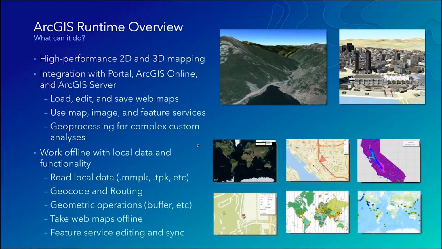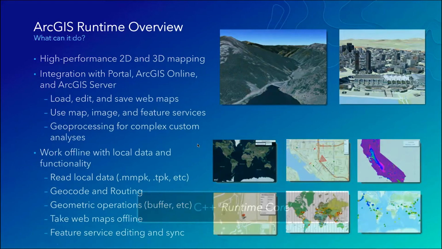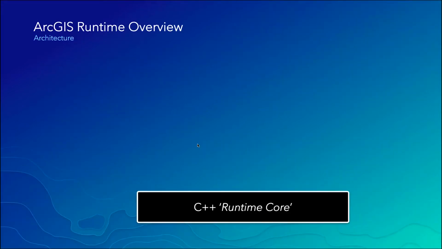Now, I talked about connecting to web maps. You can take those web maps offline as well. So let's say you want to connect to a web map, do some work with it. You're going to enter an offline scenario. You can take the whole web map offline using some simple API calls, pull that data down, be able to work with it, and even then synchronize edits from that web map back up to the service when you're reconnected to the network.